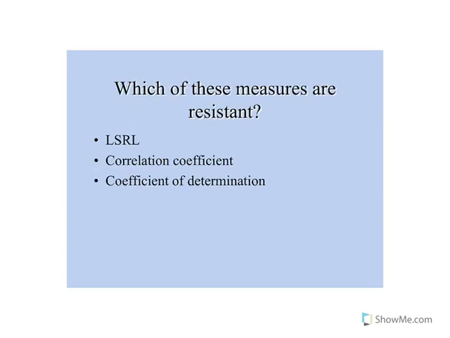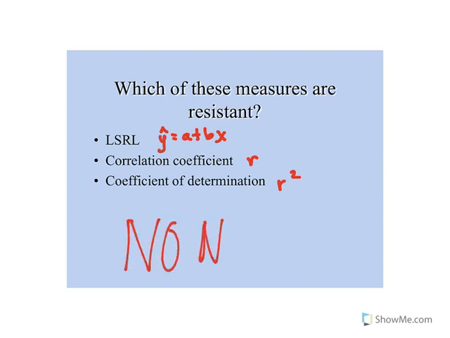So far, when we've studied bivariate data, we've talked about our least squares regression line, we've talked about our correlation coefficient and our coefficient of determination. Which of these measures are resistant to outliers? The answer is none. The least squares regression line, our r and r squared values are all greatly impacted by outliers.